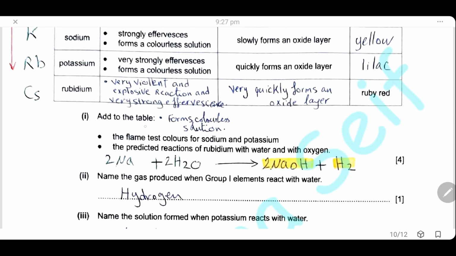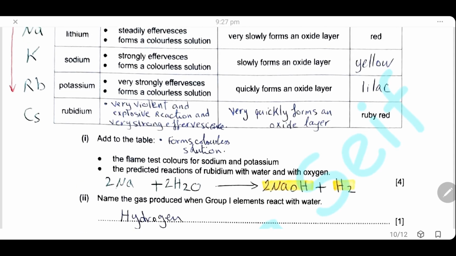So you have to add here for the table the flame test colors. We added for sodium, it's yellow, and for potassium, it's lilac. Then predict the reaction for rubidium with water and with oxygen. You have to write a stronger and more vigorous reaction than in case of potassium, because rubidium is more reactive than potassium.